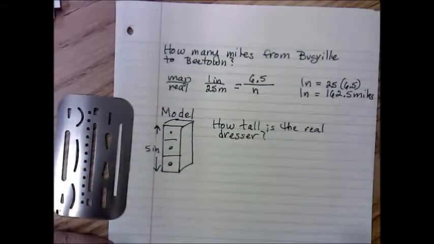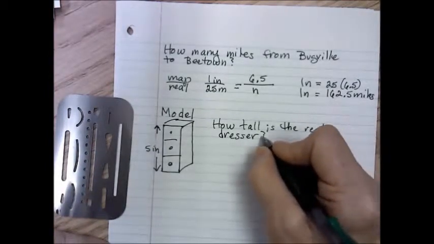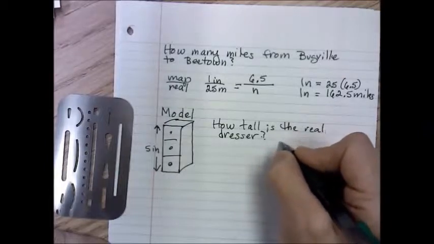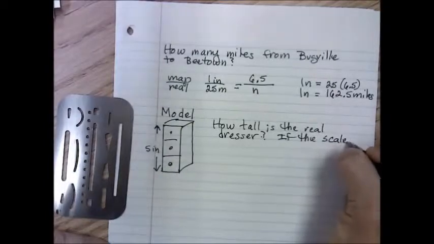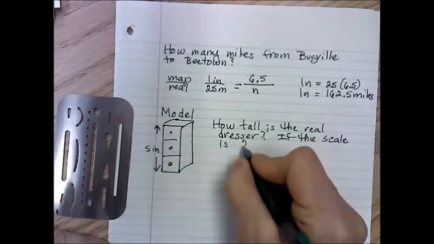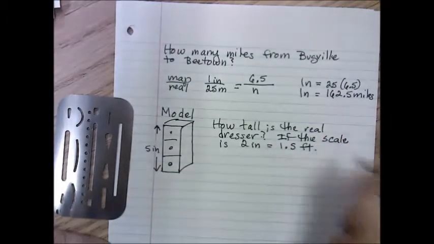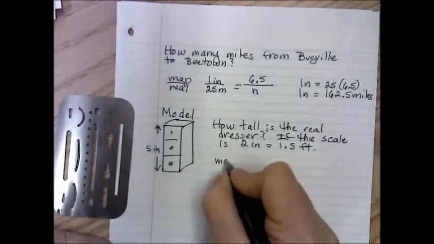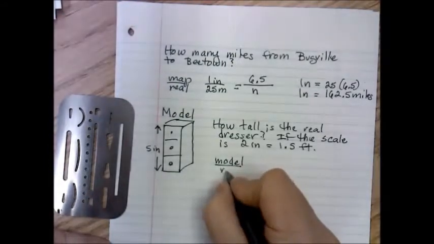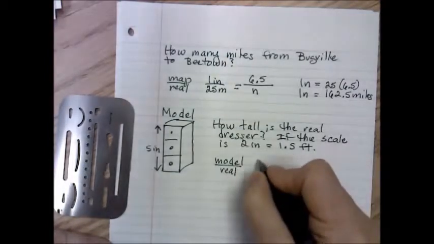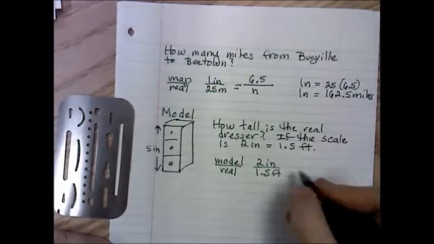So we have been given a scale, and it asks how tall the real dresser is. We'll say the scale is 2 inches really represents 1.5 feet. So again, let's label our proportion. In this case, it's a model instead of a map, so model over real. And the given scale was 2 inches represents 1.5 feet.